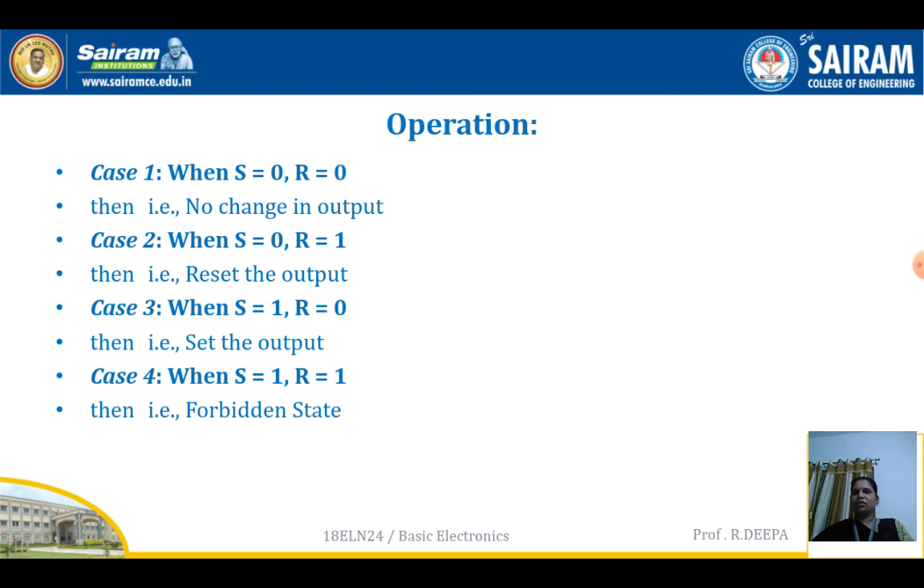As I told, when both the inputs are 0, there is no change in the output, that is the flip-flop will reside in the previous state. When S is equal to 0 and R is equal to 1, that is R equal to 1 means reset, so the output will be reset to 0, that is Q will be 0 and Q bar will be 1. For case 3, when S is equal to 1 and R is equal to 0, set is equal to 1, so it will set the output to 1, that is Q is equal to 1 and Q bar will be 0. And the last state, where S is equal to 1 and R is equal to 1, cannot exist as it is a forbidden state.